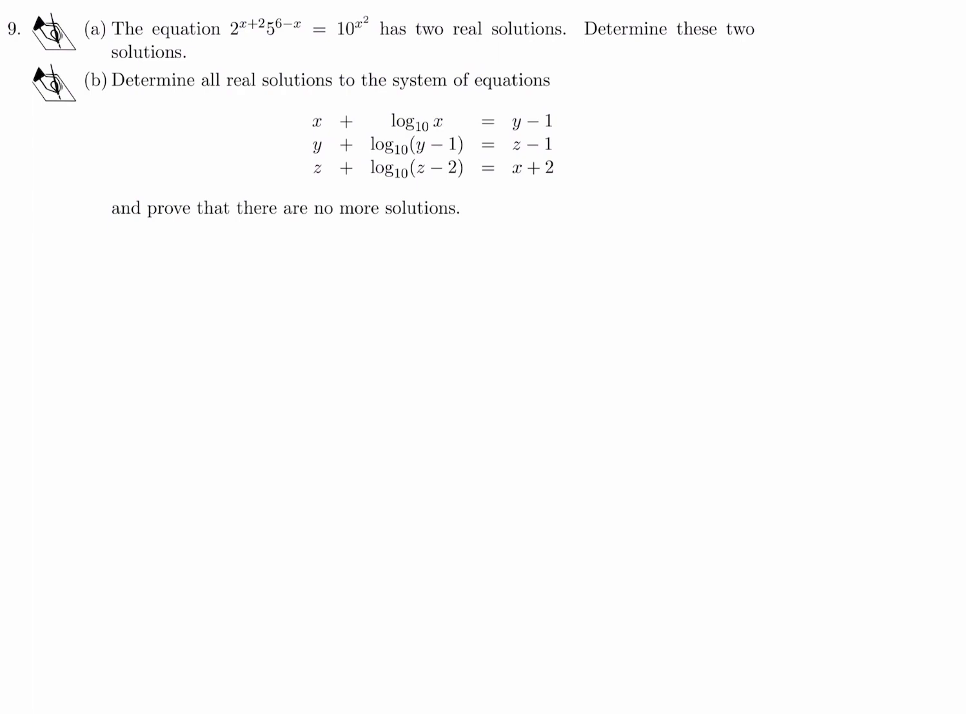The equation 2 to the power of x plus 2 times 5 to the power of 6 minus x is equal to 10 to the power of x squared has two real solutions. Determine these two solutions.